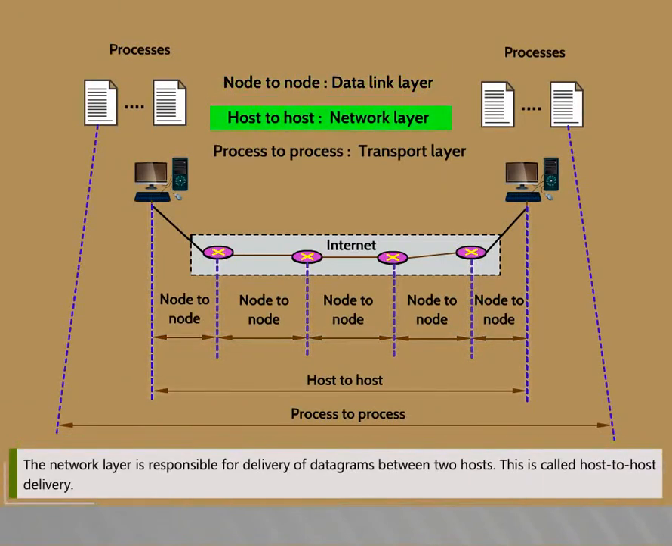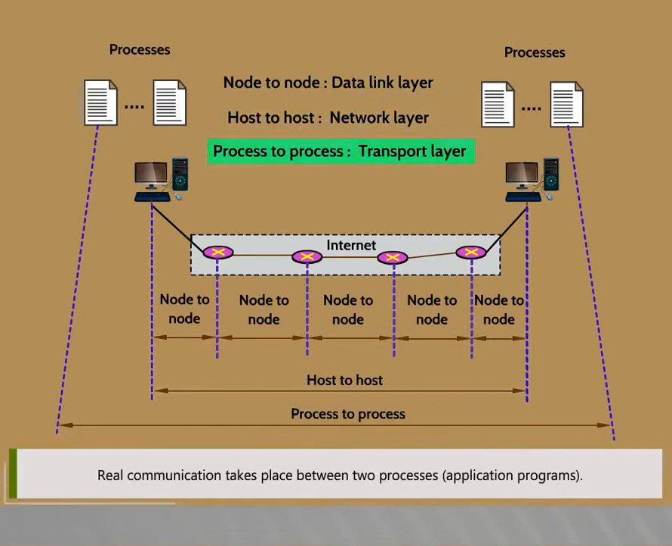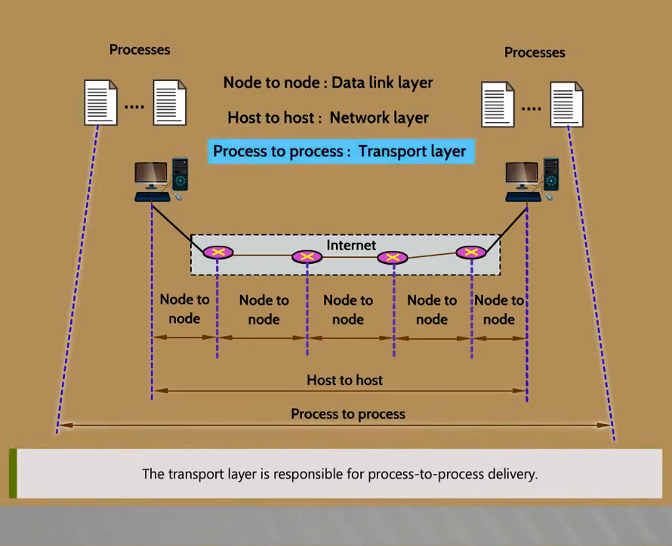The network layer is responsible for delivery of datagrams between two hosts. This is called host-to-host delivery. Real communication takes place between two processes, application programs. The transport layer is responsible for process-to-process delivery.